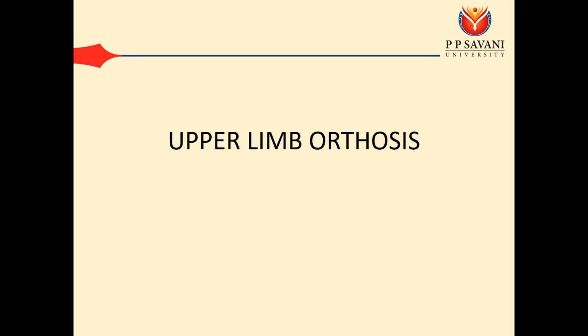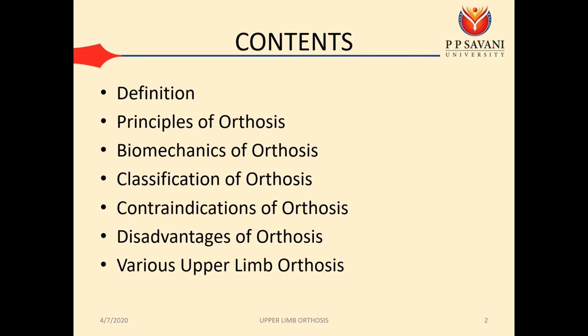Hello students. So today, continuing our topic for bioengineering and ergonomics, we have already completed lower limb orthosis, moving forward to upper limb orthosis. So we'll be discussing briefly about the introduction to the topic, principles of orthosis, biomechanics of orthosis, classification, contraindications, disadvantages, and various upper limb orthosis. So today in this topic, we are going to see up to disadvantages.